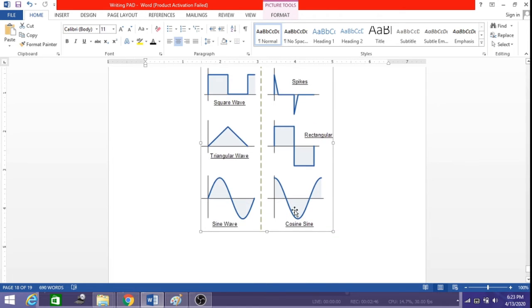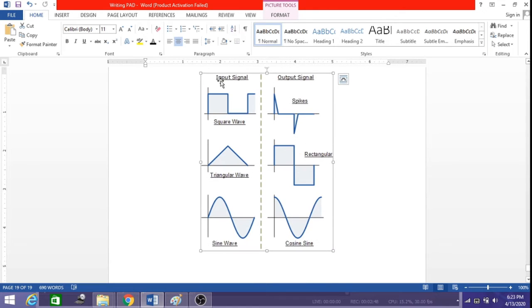If you look into the waveforms, if we give these kinds of input signals, what is the output that we will get? That is shown in this graph. For a square wave we will get spike output voltages, for a triangular wave we will get a rectangular wave, and for a sinusoidal input we will get a cosine wave. Now let us look into the analysis of the circuit. The analysis is quite simple.